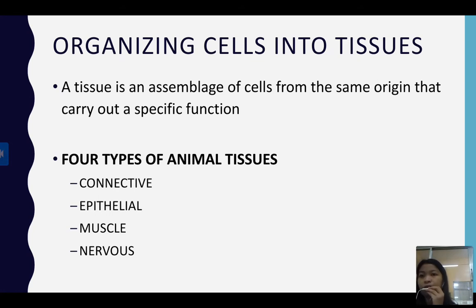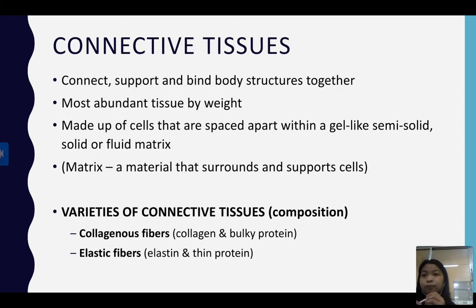So we have here four types of animal tissues. The first one is connective tissue. Second is epithelial. Third is muscle. And fourth is the nervous or the nerve tissues. Okay. So for the next one, let us discuss connective tissues. We're going to discuss the four types of tissues.